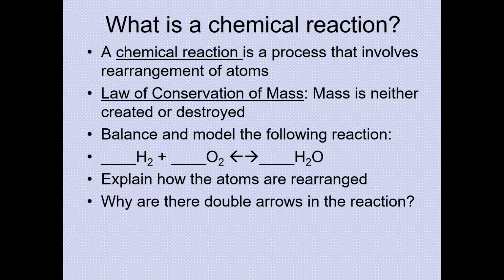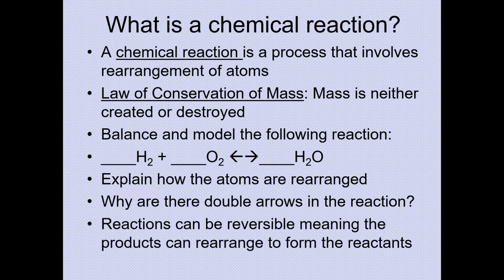So why are there double arrows in this reaction? As we've learned before, that means this reaction is reversible, meaning it can go in the forward direction or the backwards direction. Reactions can be reversible, meaning the products can rearrange to form the reactants, and then the reactants can rearrange to form the products. It can go either direction.